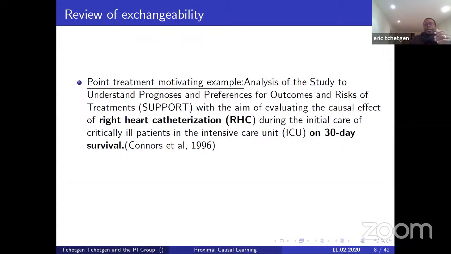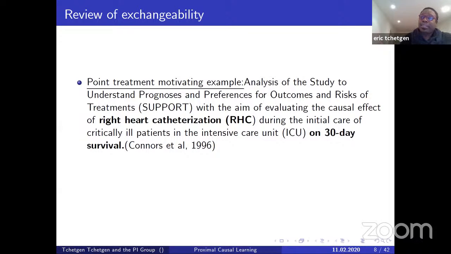So I want to introduce a running example I'm going to use and often refer to throughout the talk. This is a data set that's well known to the causal inference community. This is a reanalysis of a SUPPORT study with the aim of evaluating the causal effect of right heart catheterization during the initial care of critically ill patients in intensive care units on 30-day survival. This was an analysis that was initially published in '96 by Connors and colleagues, and has been reanalyzed by many folks using various kinds of causal methods.